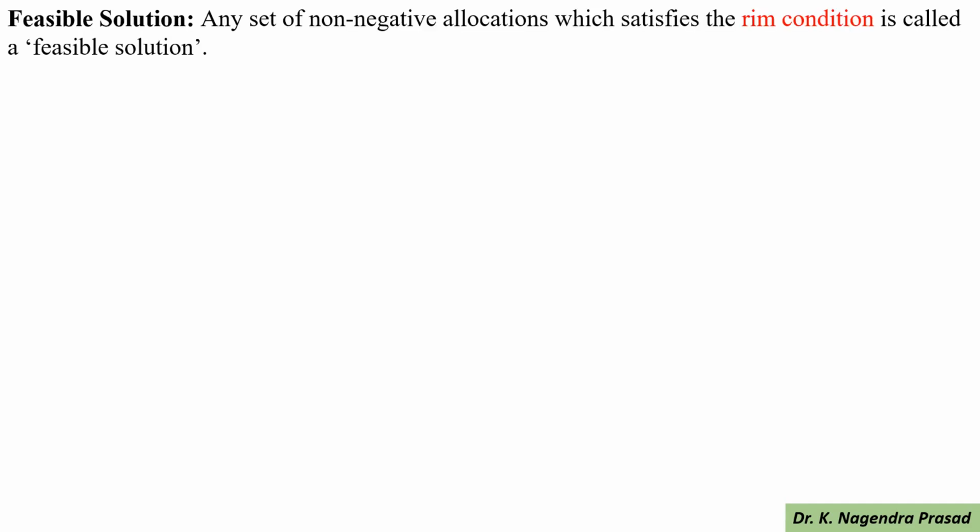Next we will discuss the different types of solutions for a transportation problem. First one is the feasible solution. Any set of non-negative allocations which satisfy the rim condition is called a feasible solution. What do we mean by rim condition? In the rim condition, total demand equals total supply. So in the feasible solution, the set of non-negative allocations should satisfy total demand equal to total supply. Such a solution we call a feasible solution.